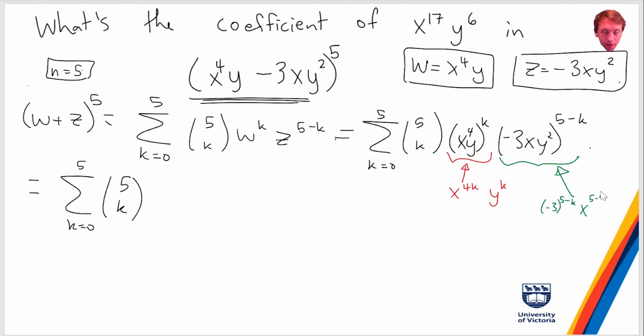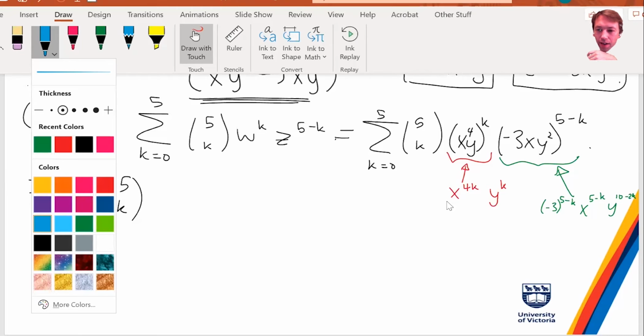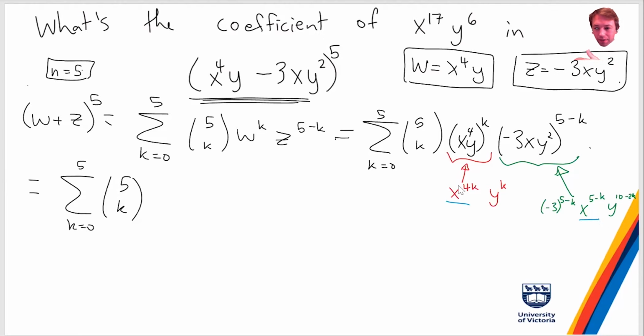Okay, so I'm going to use that. And I'm also going to use that this one becomes negative 3 to the 5 minus k times x to the 5 minus k times y to the 10 minus 2k. Sorry, that might not be too visible, but the exponent on y says 10 minus 2k. And when you have different exponents going on, when you multiply them, you add the exponents, right?